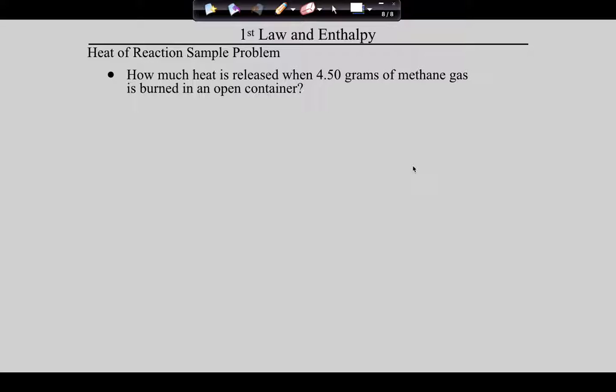So it's basically burning 4.5 grams of methane in a Bunsen burner, right? Methane is Bunsen burner gas. And if you were to burn 4.5 grams of methane in a Bunsen burner, the question is, how much heat is released? Now guys, notice what I did, and I did this purposely. We're talking about an open container, right? What does that make us think of? What can't happen? Work. And if work is off the table, then we're left with heat in the absence of work, which we call enthalpy.